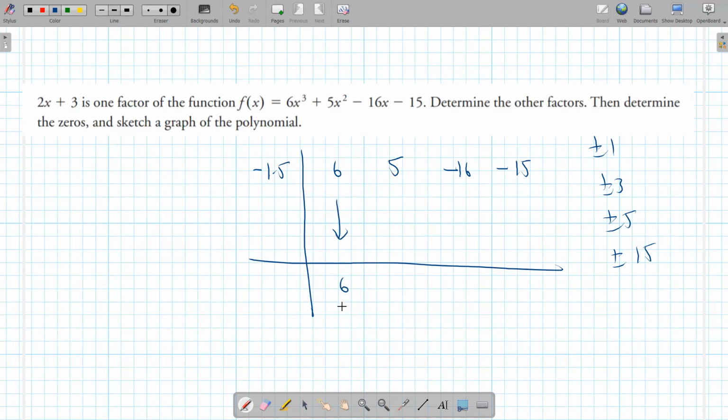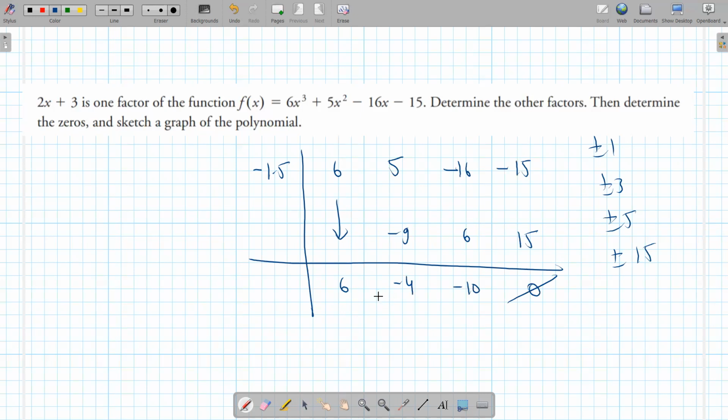6 drops down, yeah? 6 times minus 1.5 is minus 9. You add them up, you get minus 4. Minus 4 times minus 1.5, I think is 6, yeah? This is gonna add up to negative 10. Negative 10 times this is positive 15, 0. Okay. So what's the quotient here?